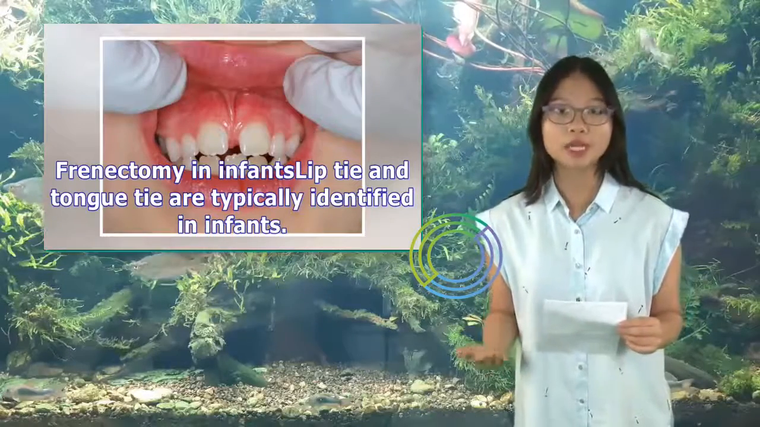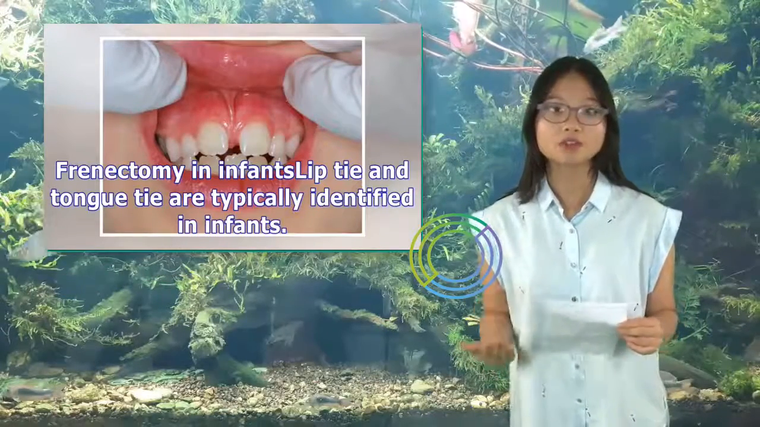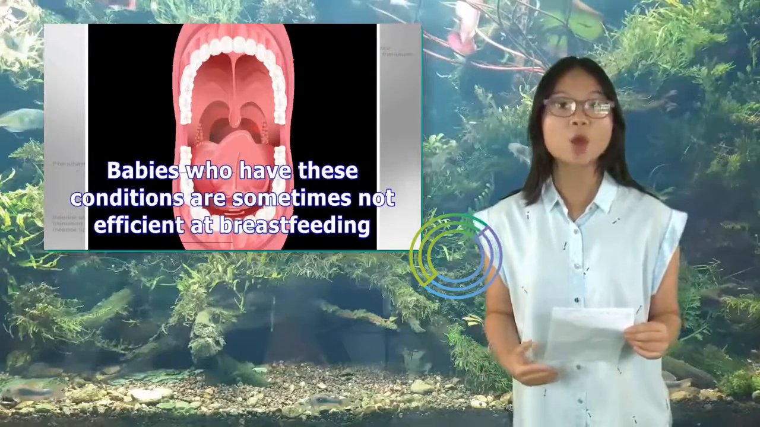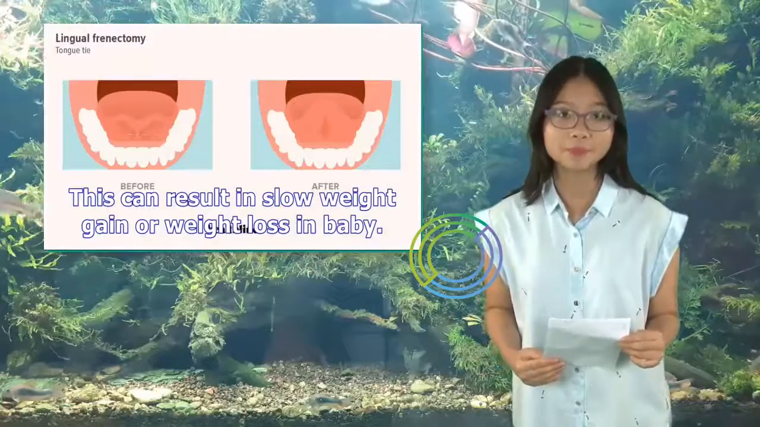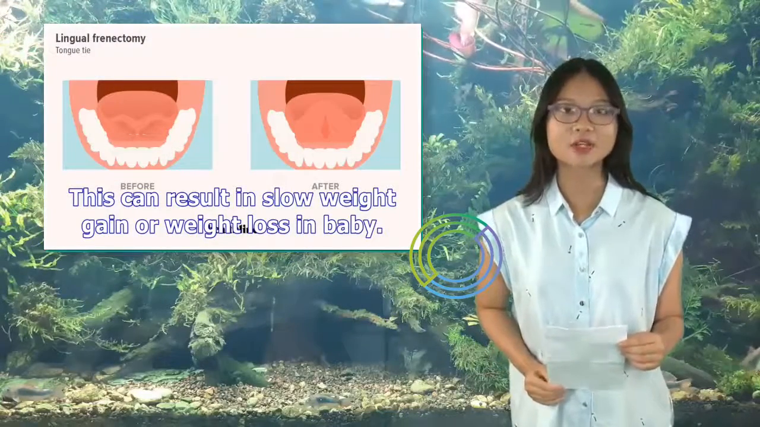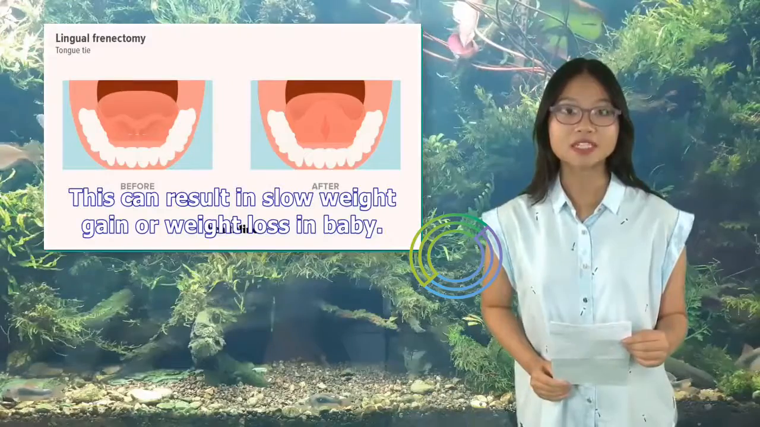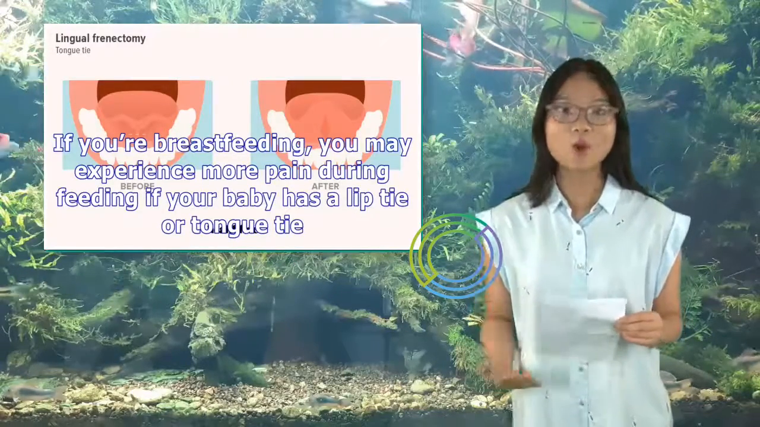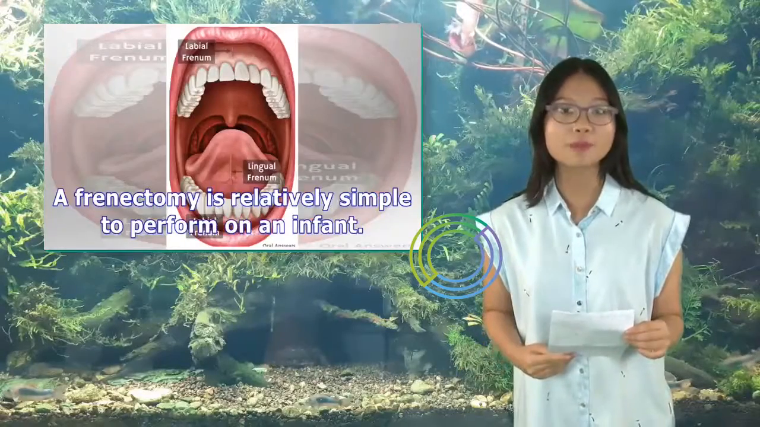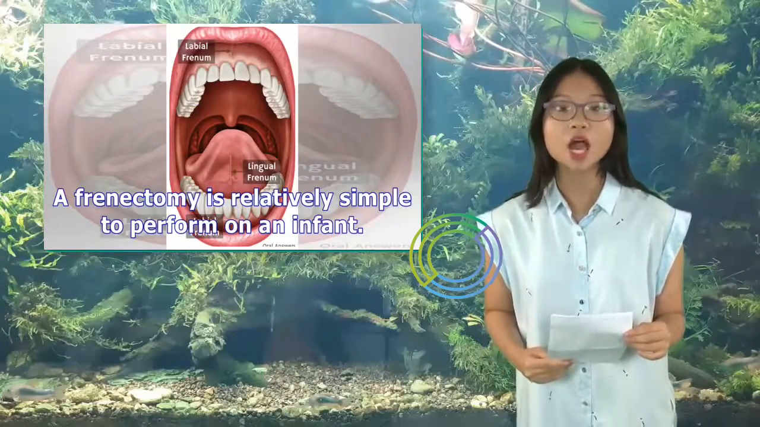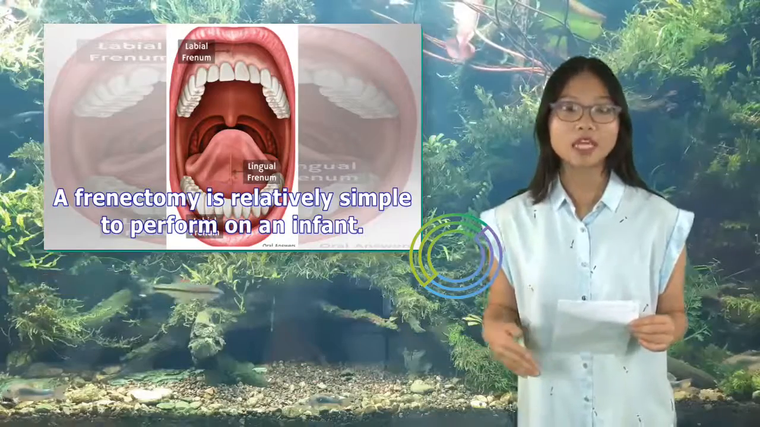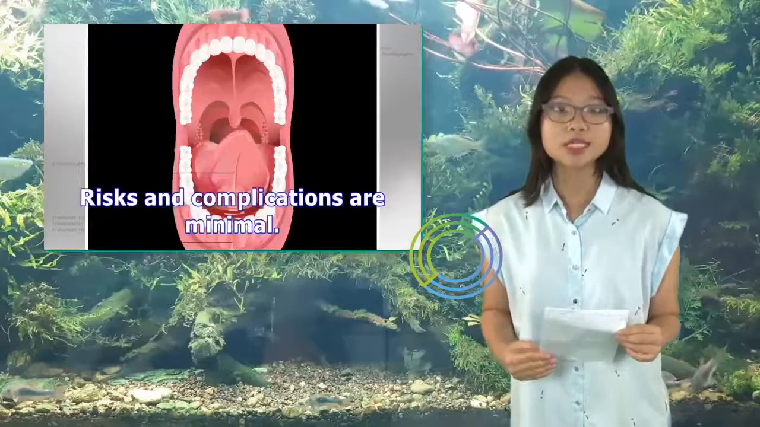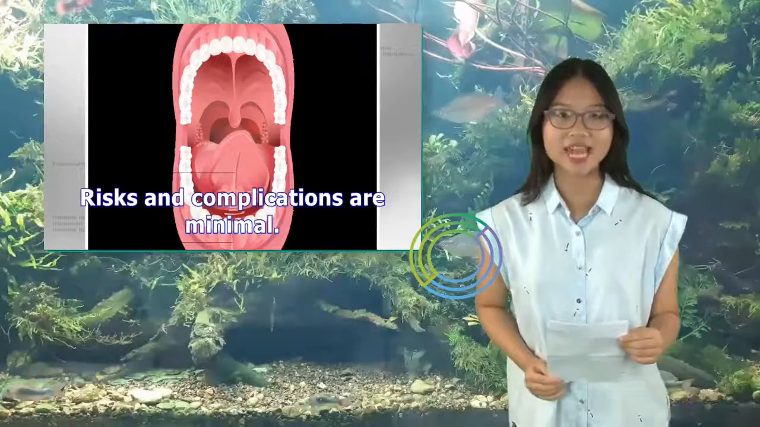Frenectomy in infants. Lip tie and tongue tie are typically identified in infants. Babies who have these conditions are sometimes not efficient at breastfeeding. This can result in slow weight gain or weight loss in the baby. If you're breastfeeding, you may experience more pain during feeding if your baby has a lip tie or tongue tie. A frenectomy is relatively simple to perform on an infant. A healthcare provider or dentist can perform a frenectomy in an office setting. Risks and complications are minimal.